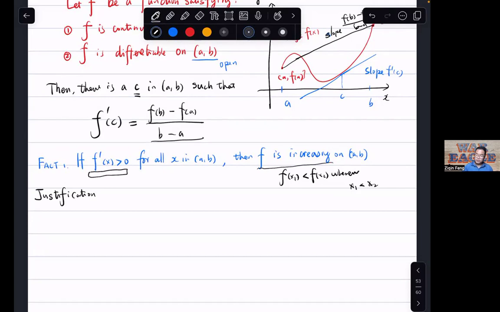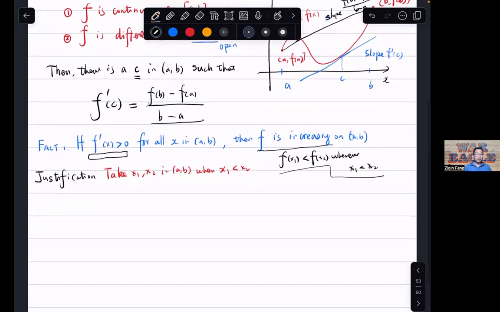So let's see that. You want to prove that whenever you have x1, x2 inside (a, b) with x1 less than x2, then f of x1 is less than f of x2, right? What do you do here? Just take a pair, x1, x2 inside (a, b) with x1 less than x2. You want to show that f of x1 is less than f of x2. Now, how do we do that? We want to use the mean value theorem. So you can use the mean value theorem on the interval from x1 to x2, right?